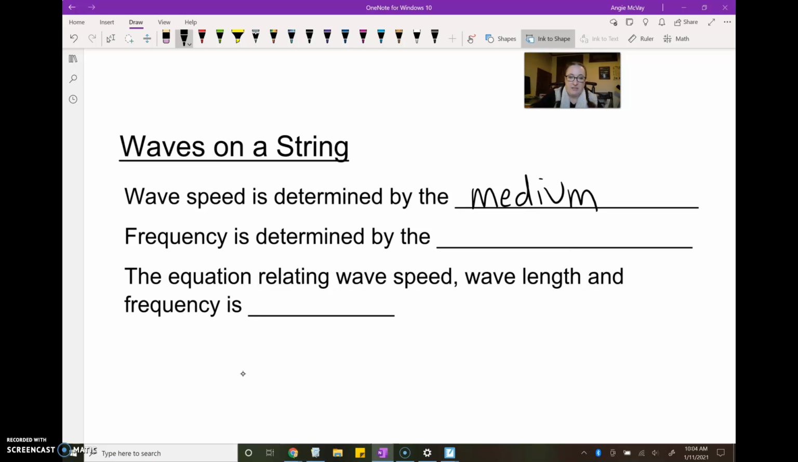The frequency is determined by the disturbance. And the equation relating wave speed, wavelength, and frequency, remembering that this symbol here is the Greek letter lambda that represents wavelength.